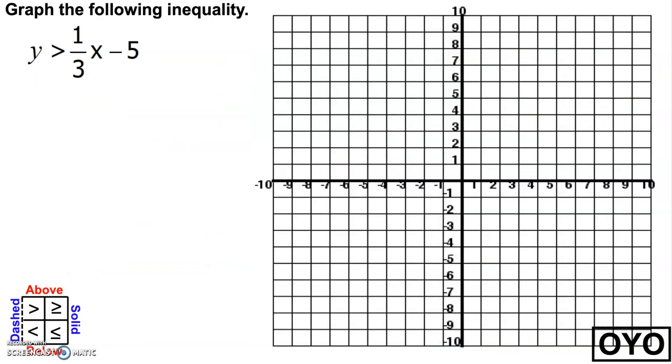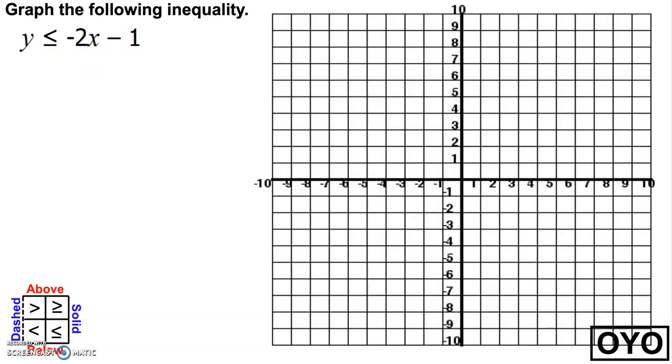Okay, here's an example that I want you to do on your own. y is greater than 1/3 x minus 5. Graph the line and shade its solution. y is less than or equal to negative 2x minus 1. Do this one on your own.